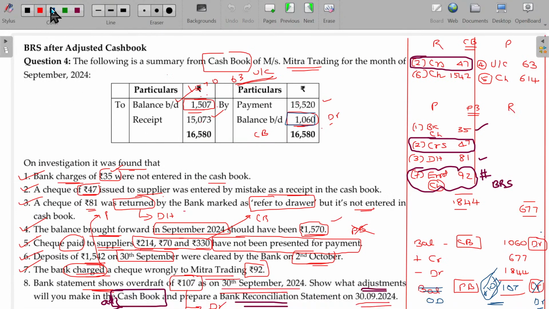Using this logic, this will be the BRS item. What about the dishonor? You can record in your books. What about the undercasting? Also error. Error will be rectified. Sir, I made a mistake. You don't show. You hide this. So this will be. But what about this one? BRS item. These two are BRS items.